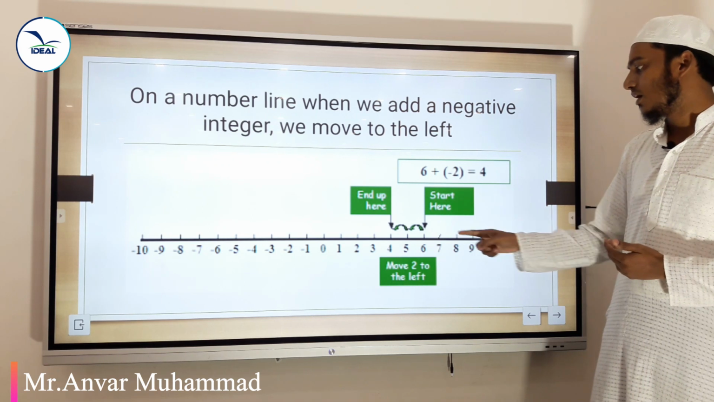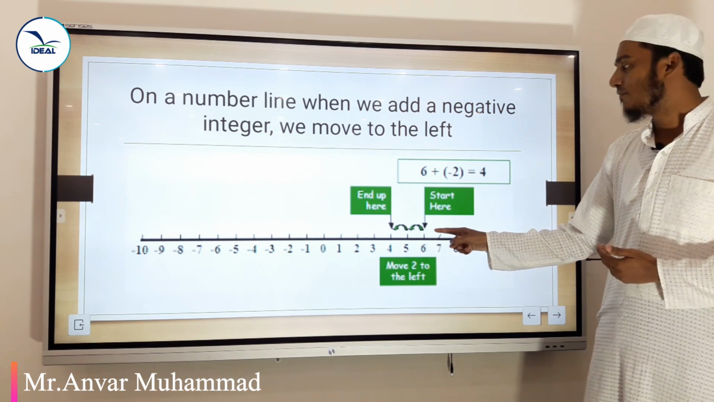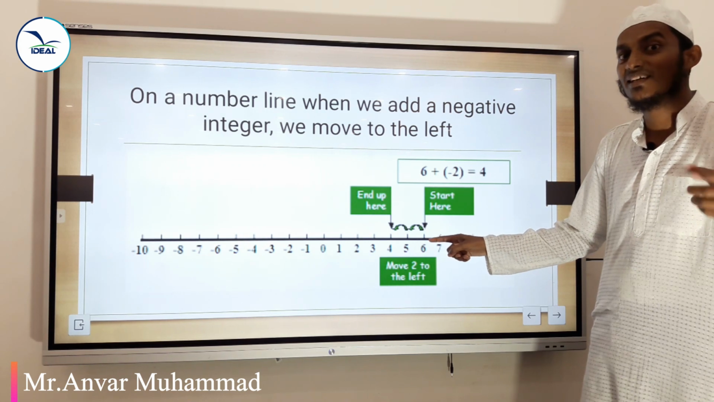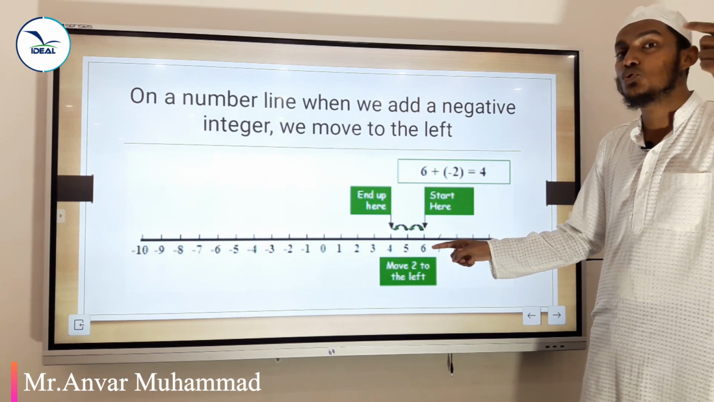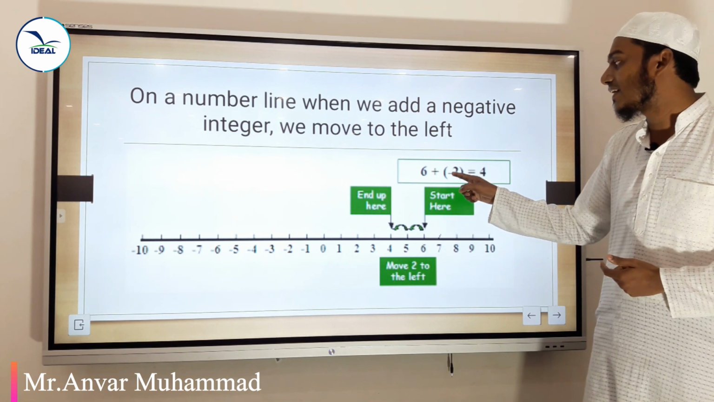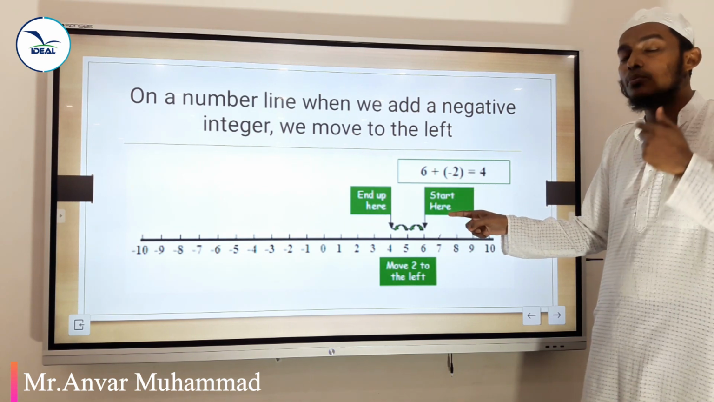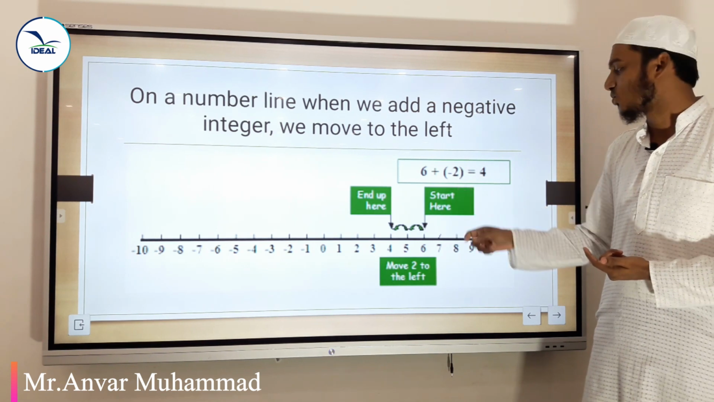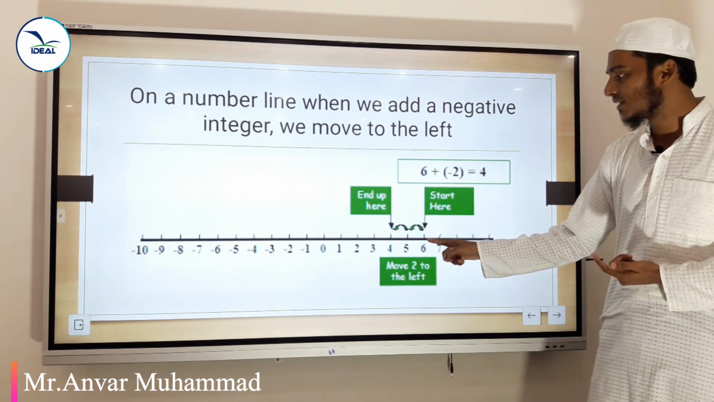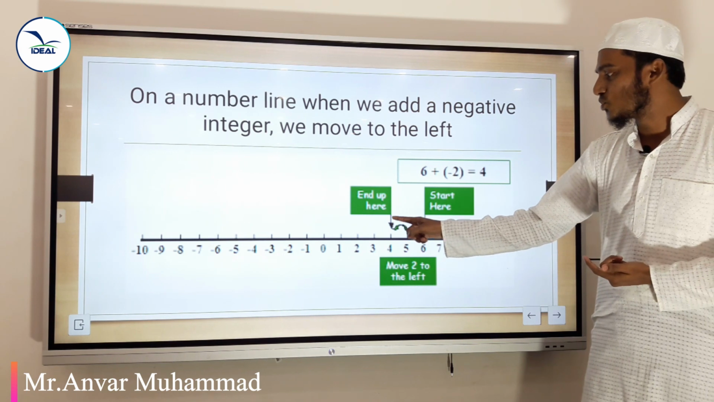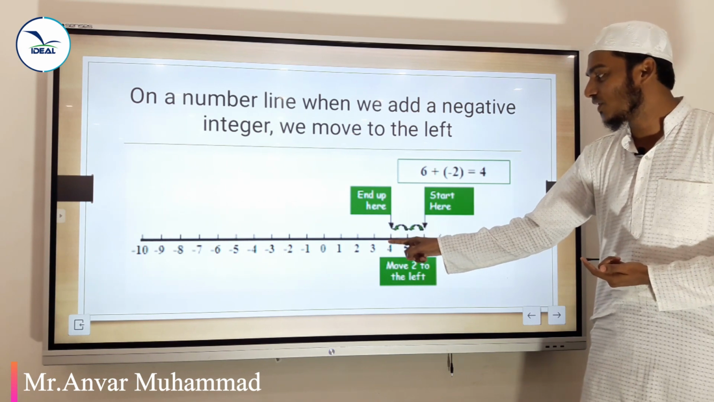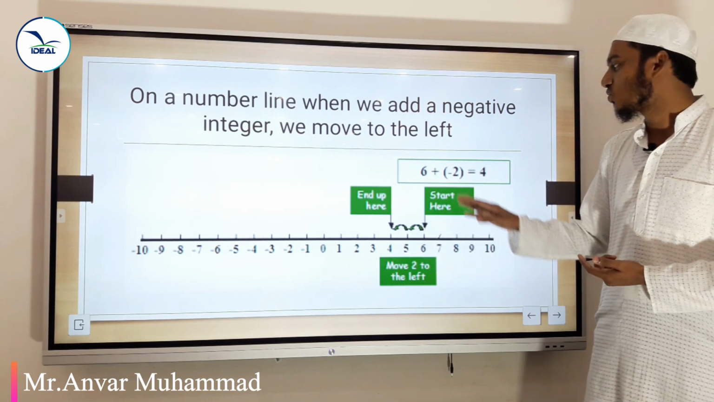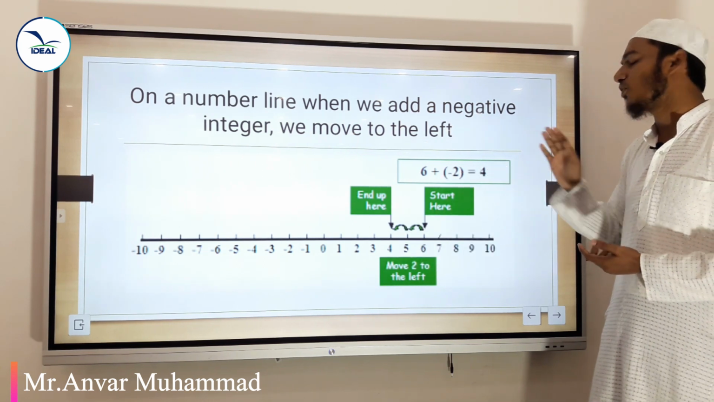See the example here. We are starting from 6. We have to move how many places to the left? Yes, 2 places to the left. Why 2 places to the left? Because we are adding a negative integer. Why are we moving 2 places? Because the number is minus 2. Right? So we start from 6, 1, 2. So we are at 4 now. So 6 plus minus 2 is equal to 4.